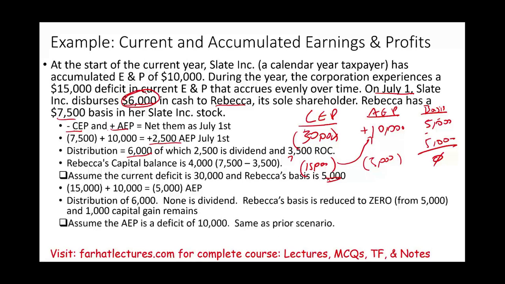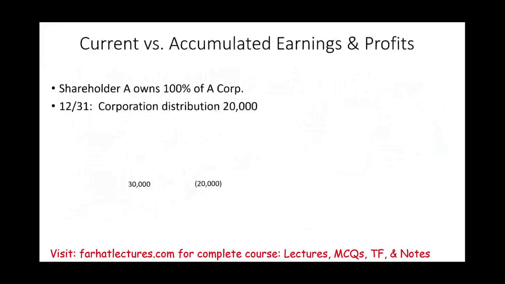Now, assume the deficit in AEP is 10,000. Now we're assuming here we have a deficit in CEP and a deficit in AEP. Well, the same scenario, there's no dividend and her basis will go down to zero and everything else will be capital gain. Let's take a look at more examples.